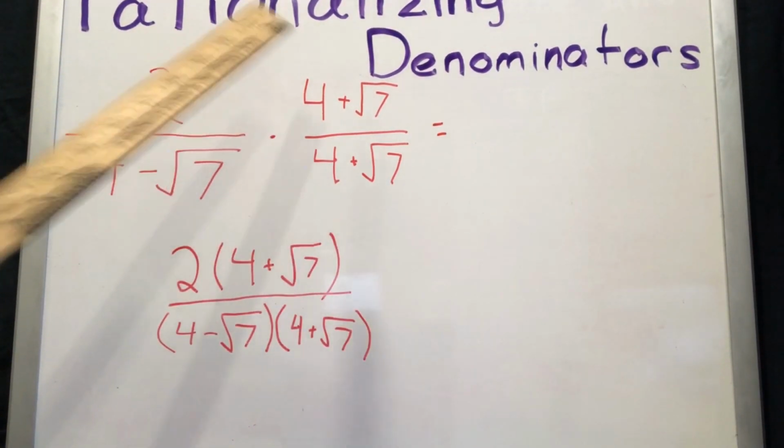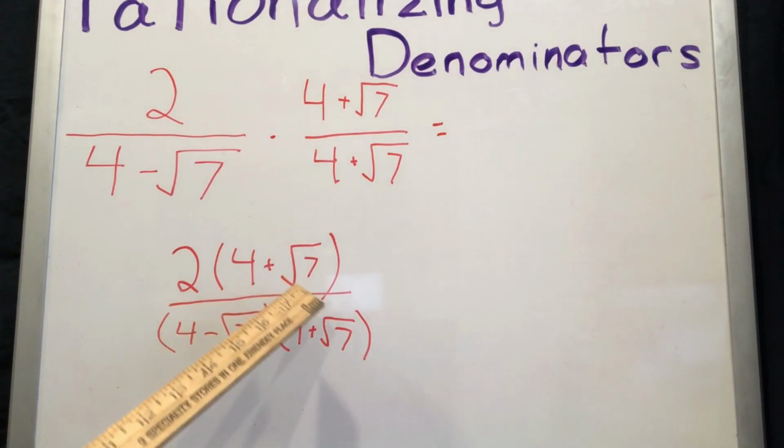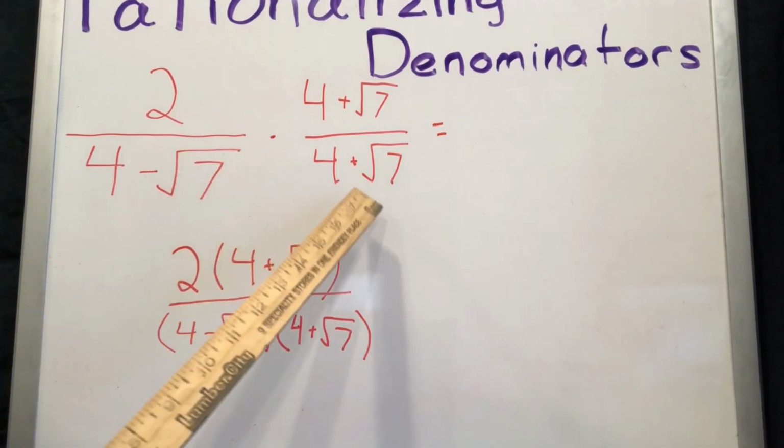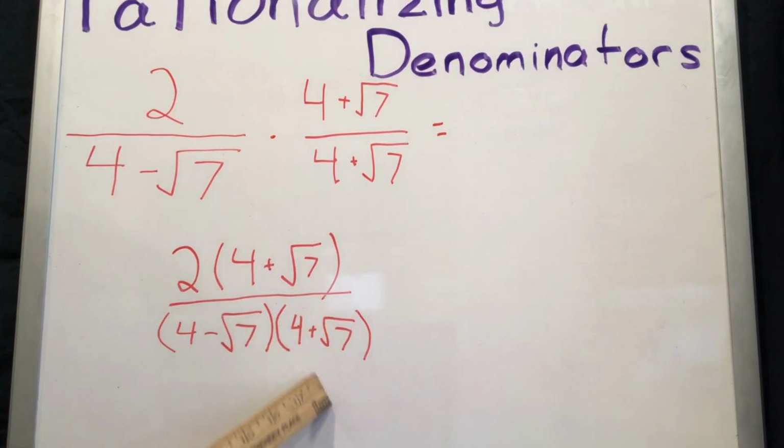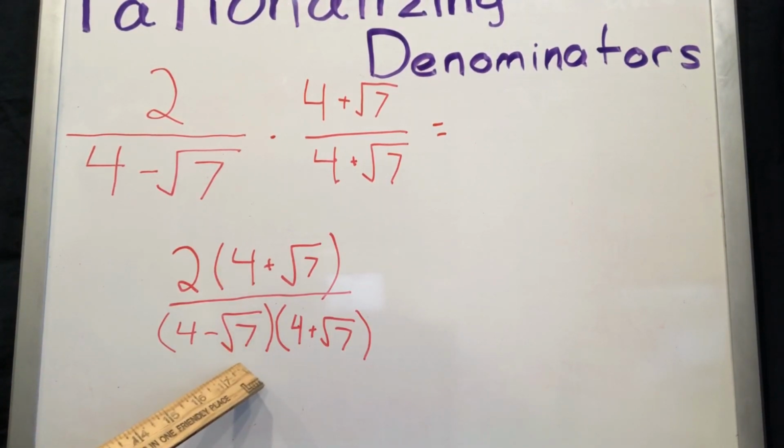The numerator times the numerator is 2 times 4 plus rad 7. And the denominator times the denominator is 4 minus rad 7 times 4 plus rad 7. But if you look at this closely, you'll notice that this is in the difference of two squares format, where 4 is x and rad 7 is y, x plus y times x minus y.